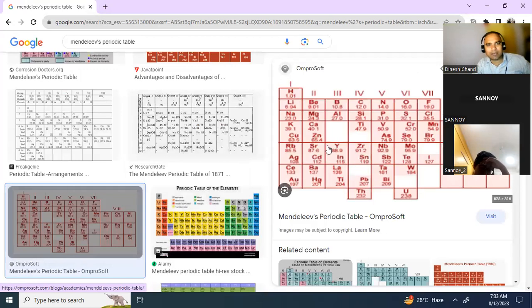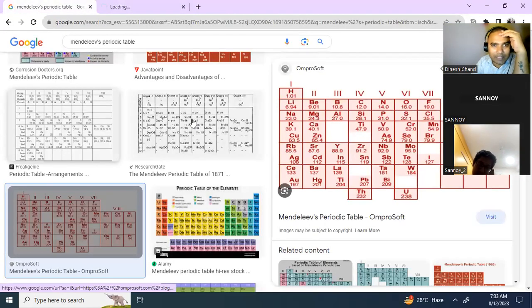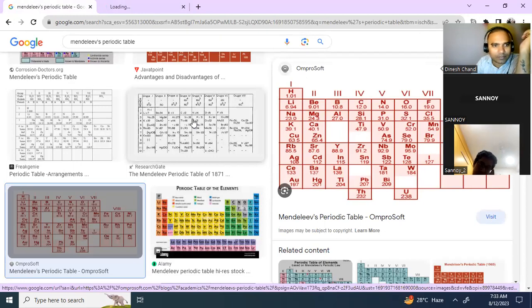What he has done in his periodic table, can you see somewhere a gap? There are many places where he left a gap. Yes, sir, some gaps are visible.